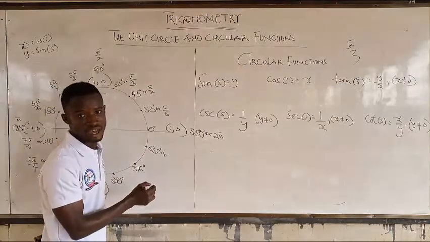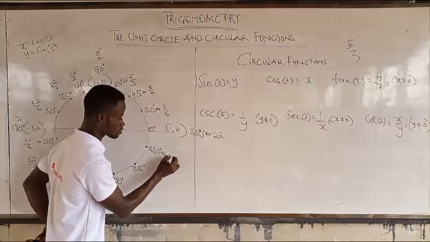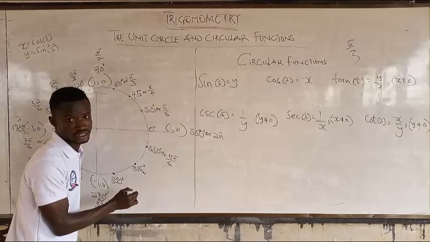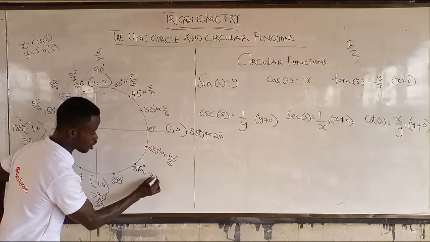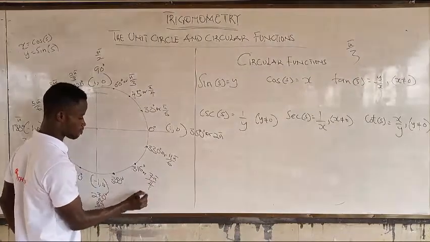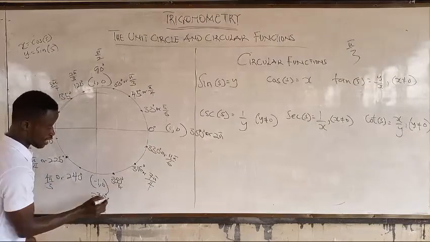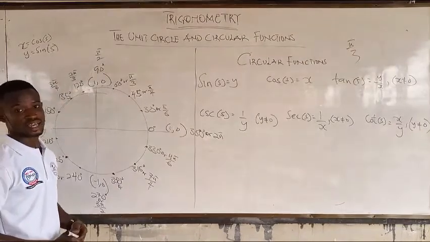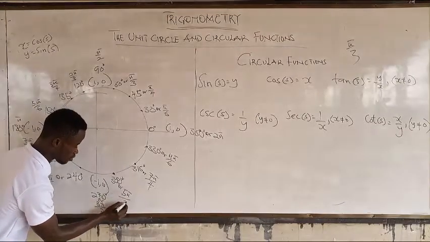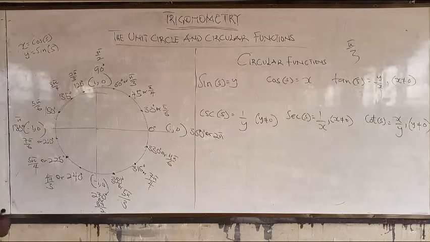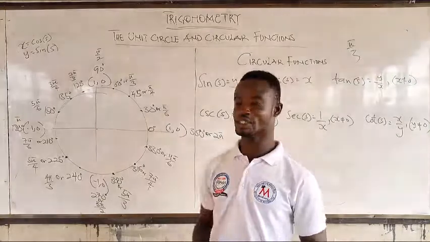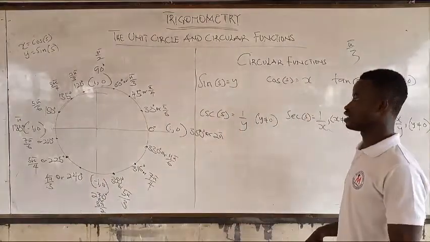Now this is going to give you 11 pi on 6. This is going to give you 7 pi on 4. Alright, give me for this one. That is going to give you 5 pi on 3. Very good. So that is the angle in degrees and in radians.